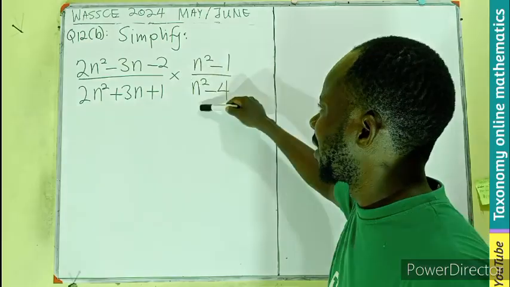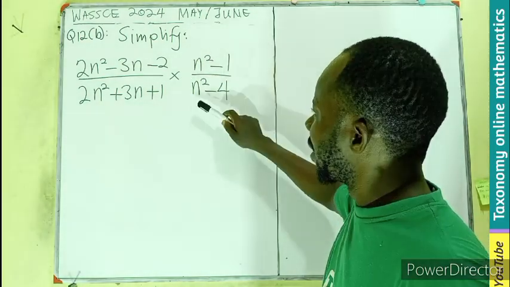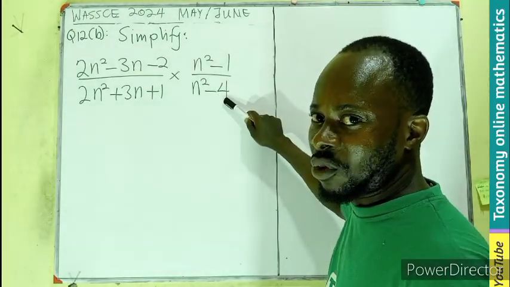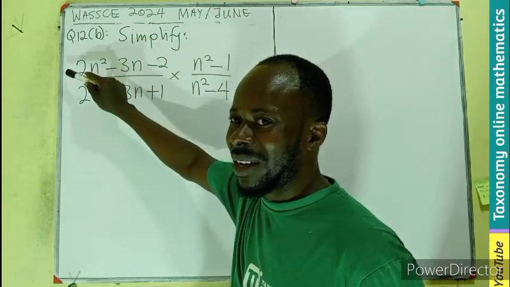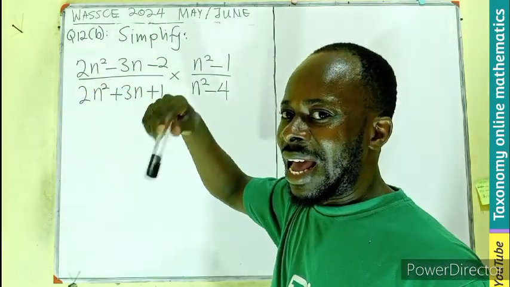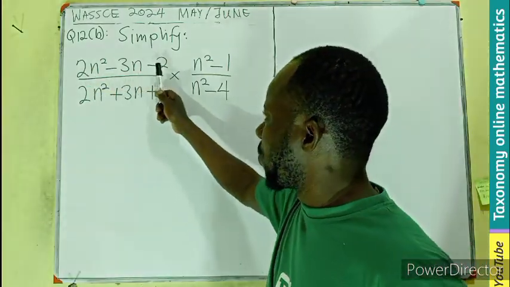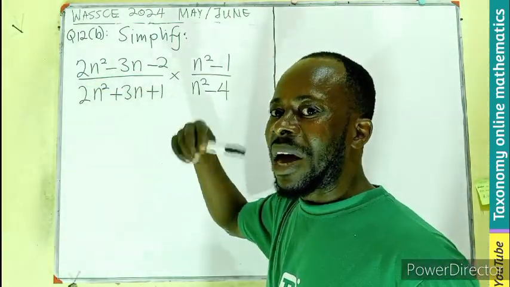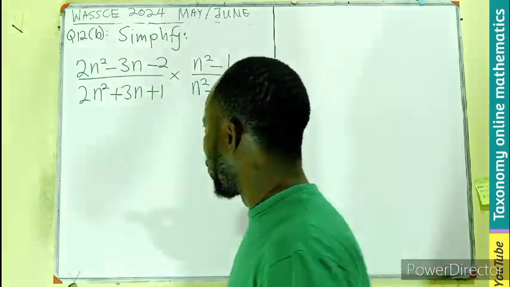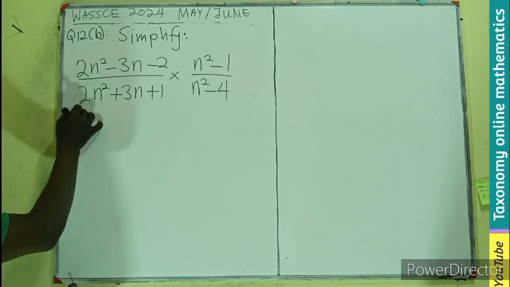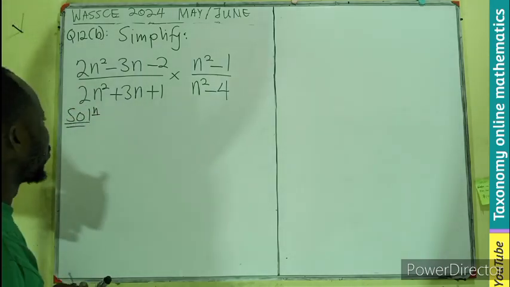If you look at this side, n squared is a square, 1 is also a square, and n squared minus 4 is also a square. So this is going to give us a difference of two squares. Here is a quadratic equation with a coefficient of n squared not being 1. So we multiply the coefficient by the constant term and get the factors of that product that, when we add, give us the middle term. We treated all these in our previous episodes. This is just a question we are solving.